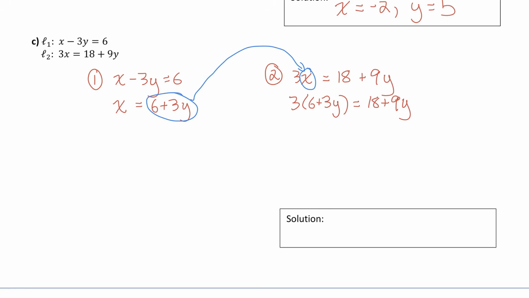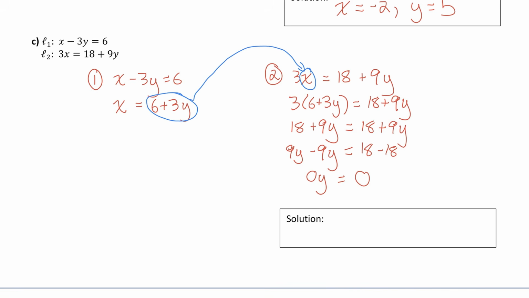Now we just solve this equation for y. We've made their x's be equal. Now we're solving for what value of y lets that be true. Distribute the 3, and I get 18 plus 9y equals 18 plus 9y. If I get the variable terms on the left, I've got 9y minus 9y. Constant terms on the right, I've got 18 minus 18. So I have 0y equals 0.